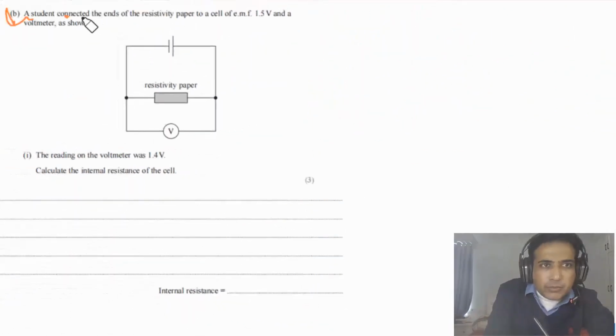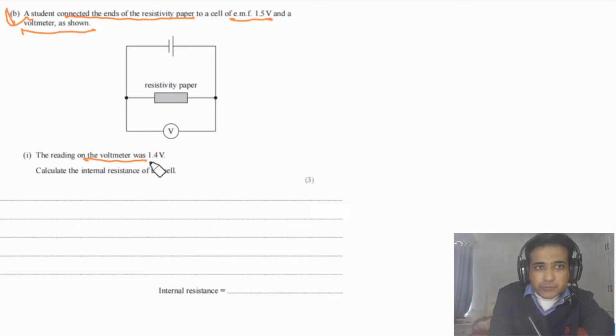Part B says a student connected the ends of the resistivity paper to a cell of EMF 1.5 volts and a voltmeter as shown in the figure. The reading on the voltmeter is 1.4 volts. Calculate the internal resistance of the cell. So this reading is given to us, equal to 1.4 volts.